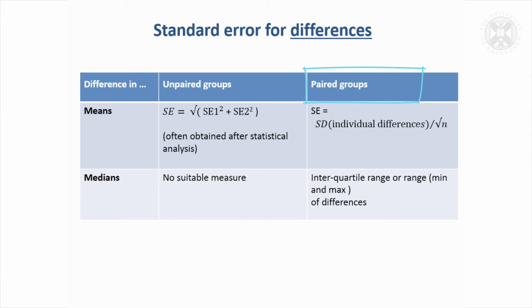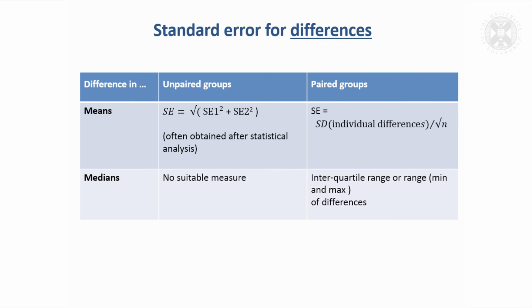For example, if you have a set of animals and you take a measurement before treatment and after treatment, so you've got two measurements on the same animal, then the data are paired. So what you would do then is take the differences for each animal, then get the standard deviation for the differences and calculate the standard error from those differences. You're just simply getting the standard error of the differences, so you don't need this formulae.